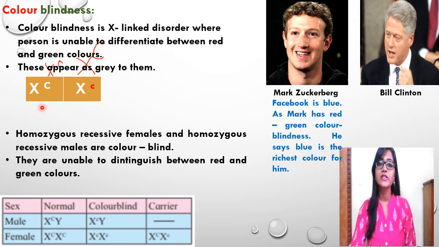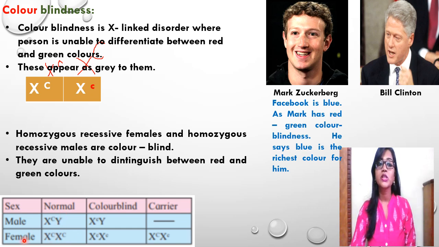Now see, this is the homozygous recessive female, and there is a homozygous recessive male. So both are homozygous recessive. Both their X chromosomes, the non-homologous part of them, carry small c, the gene which is sex linked and responsible for color blindness. So such males and females are unable to distinguish between the red and green colors, and the frequency of color blind women is much less than color blind men.